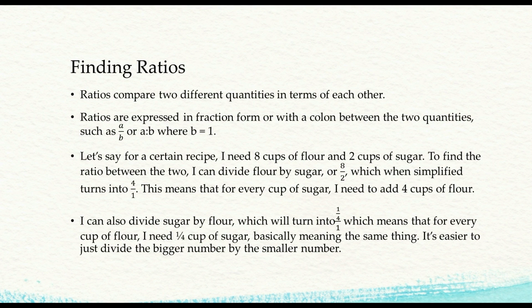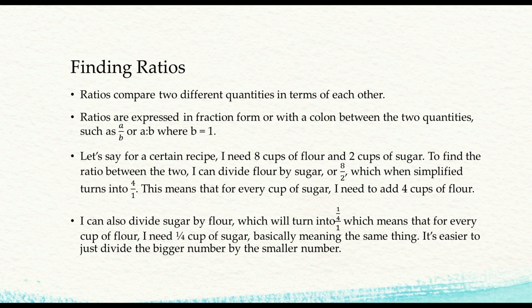So, finding ratios. Ratios compare two different quantities in terms of each other, and they're expressed in fraction form or with a colon between the two quantities, such as a over b or a colon b, where b is never equal to 0. Let's say for a certain recipe, I need 8 cups of flour and 2 cups of sugar. To find the ratio between the two, I can divide flour by sugar, or 8 over 2, which when simplified turns into 4 over 1.